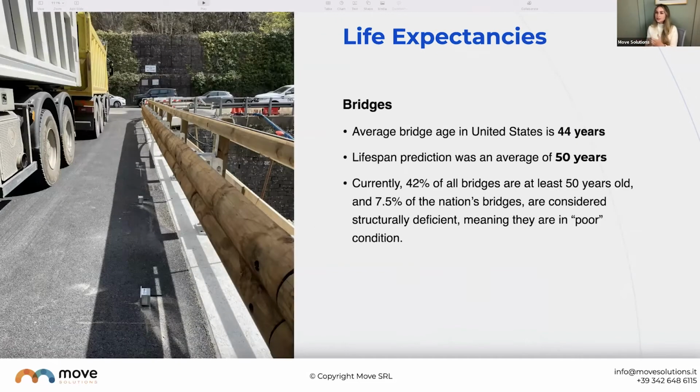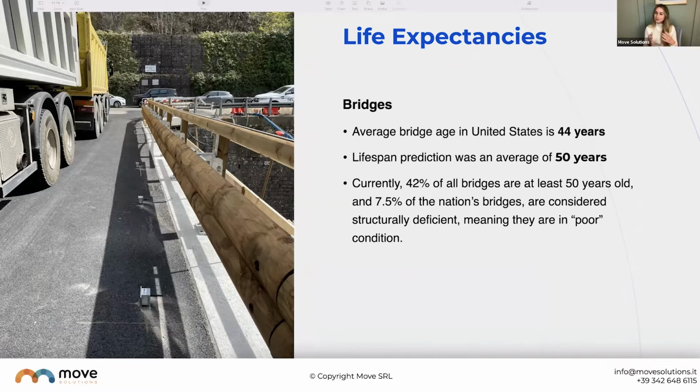So first, getting into the life expectancy. I found some statistics on the United States, but as we know, around the globe, we are reaching that end of life for a lot of structures and a lot of components that are used in the structures. Some statistics that I found are the average bridge age in the United States is 44 years old. And the average prediction for the lifespan is actually 50 years.